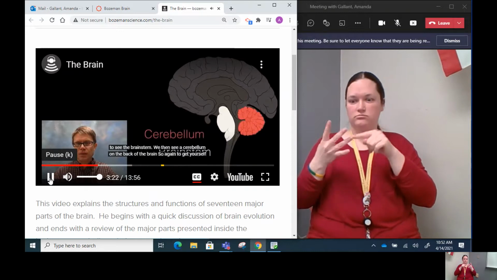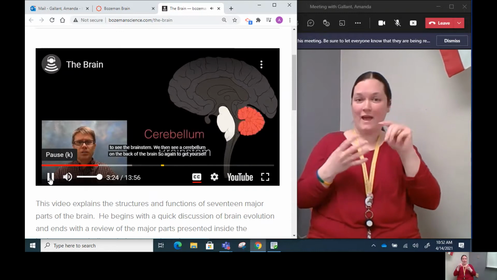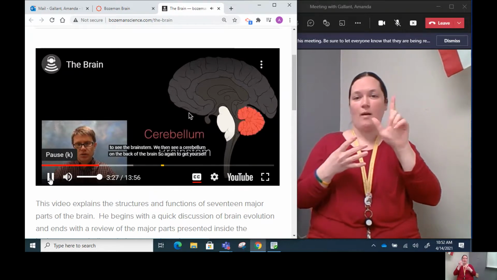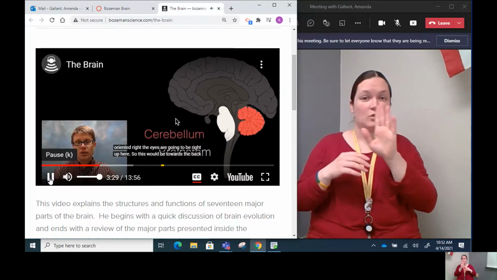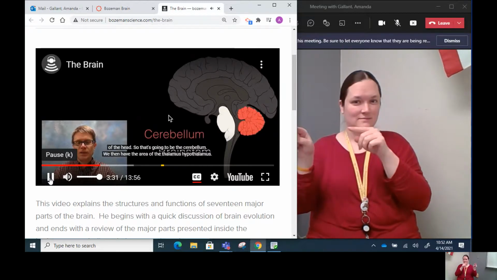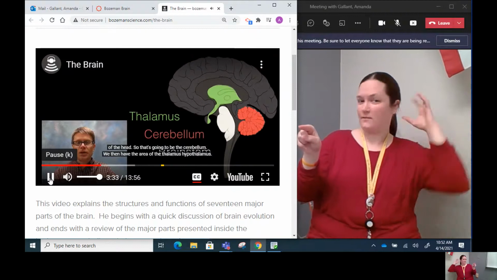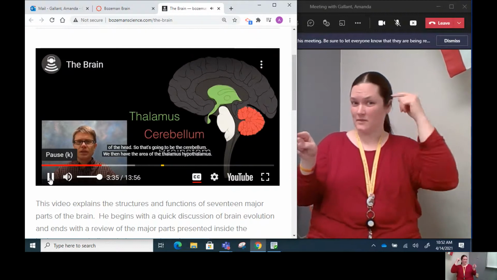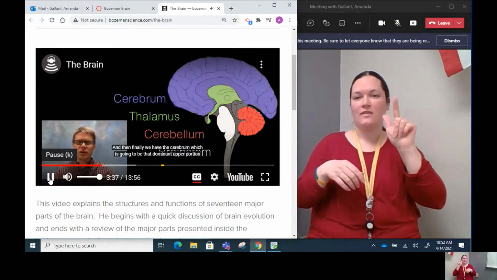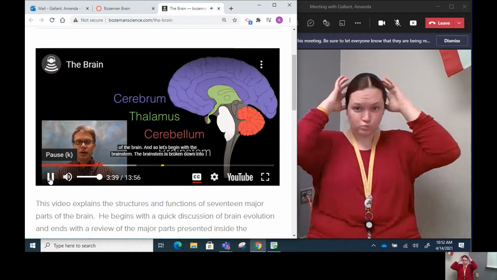We're going to see the brain stem. We then see a cerebellum on the back of the brain. So again, to get yourself oriented right, the eyes are going to be right up here, and so this would be towards the back of the head. So that's going to be the cerebellum. We then have the area of the thalamus, hypothalamus, and then finally we have the cerebrum, which is going to be that dominant upper portion of the brain.